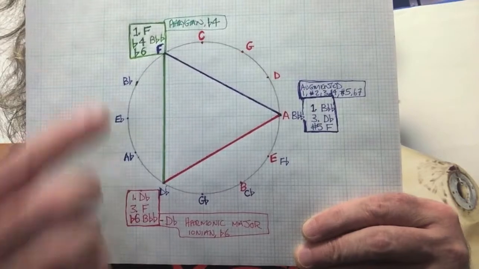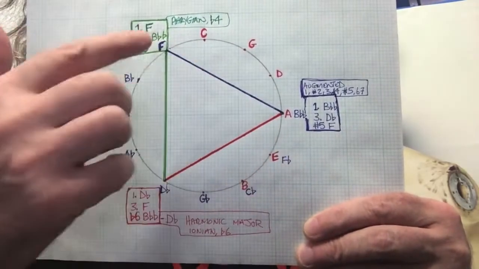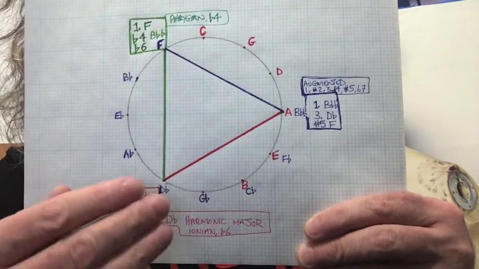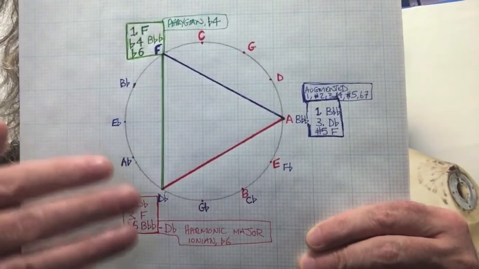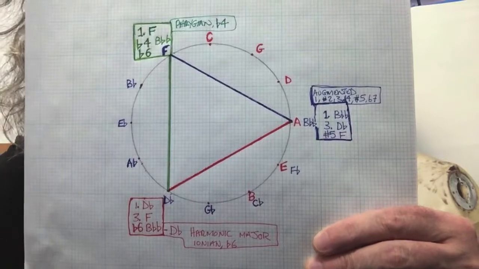So these augmented chords are much like suspended chords. They indicate there's a change, there's a suspension, it's going from one state or one place to another.